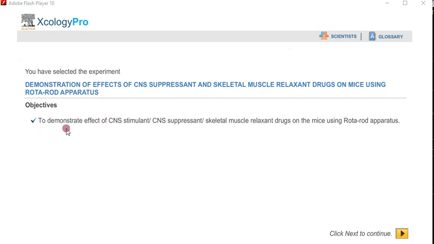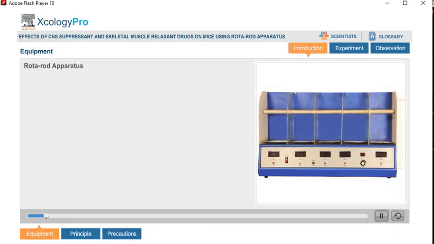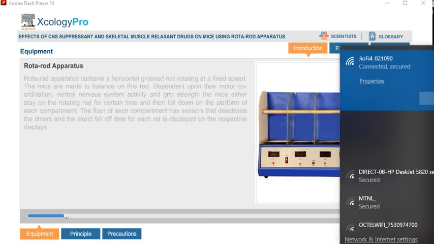So the objective of this experiment is to demonstrate the effect of CNS stimulation or CNS suppression or skeletal muscle relaxation drugs on mice using the Rota rod apparatus. Just click on the next button, and you will see.